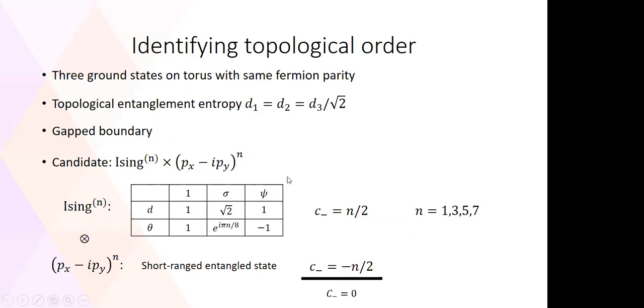This is just a table of the anyons in the Ising N model. There are different types of Ising models, with n being some odd integer, defined mod 8 here.